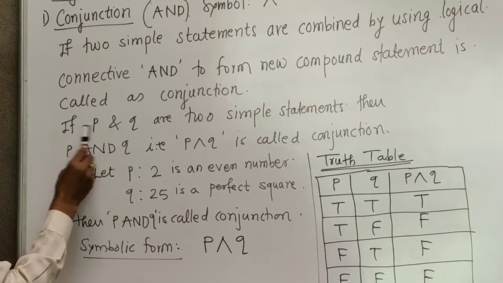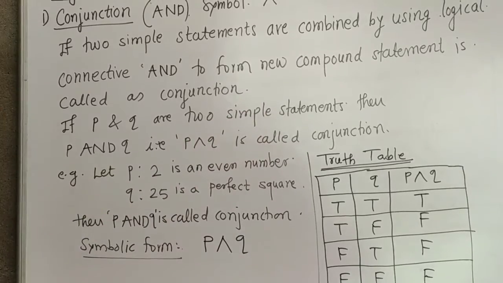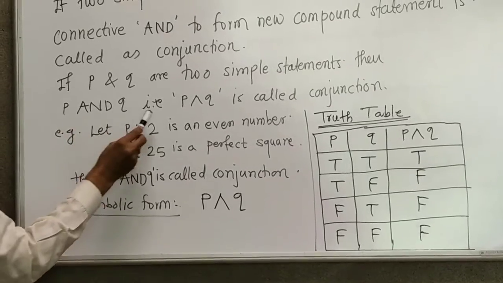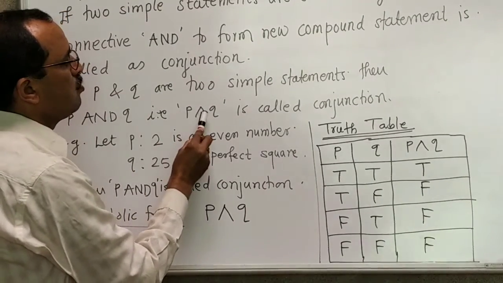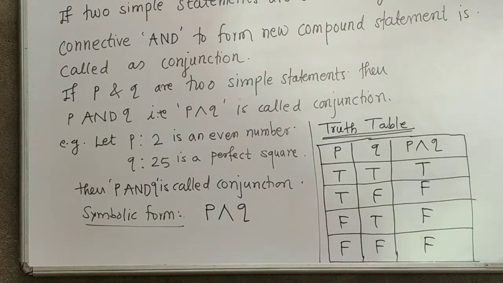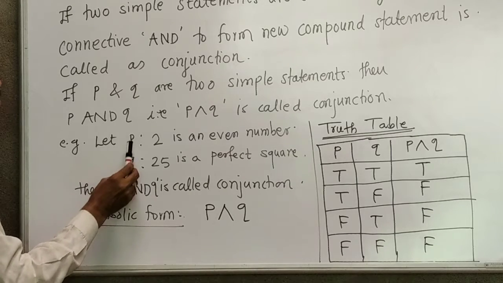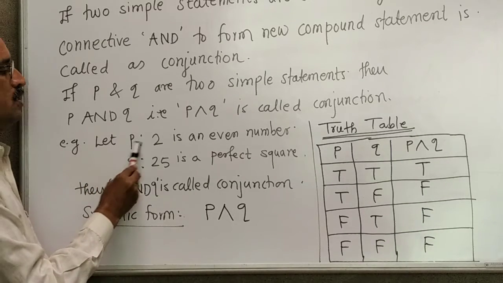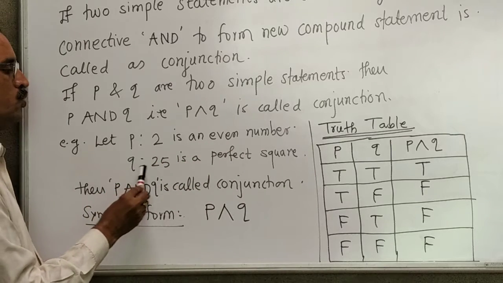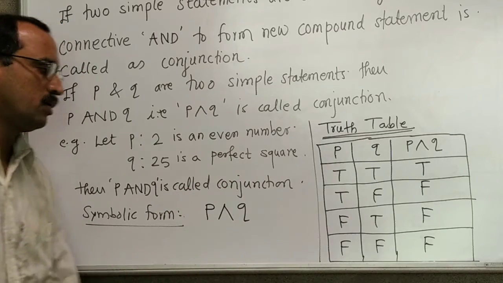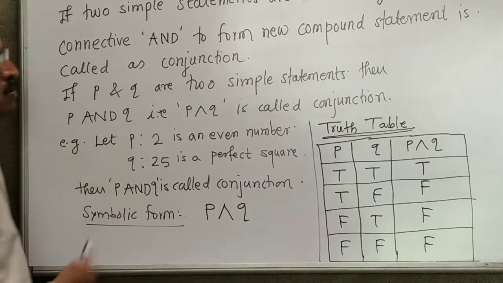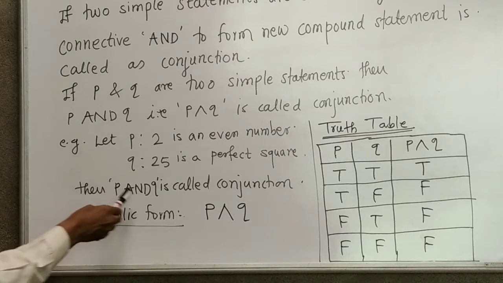Here, if P and Q are two simple statements, then P and Q, in symbolic form P ∧ Q, is called conjunction. We take one example here. We consider two simple statements. One is P: 2 is an even number, and the second statement is Q: 25 is a perfect square. So we write the conjunction of these two simple statements by using 'and'.